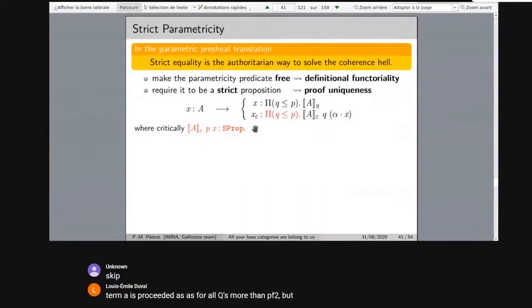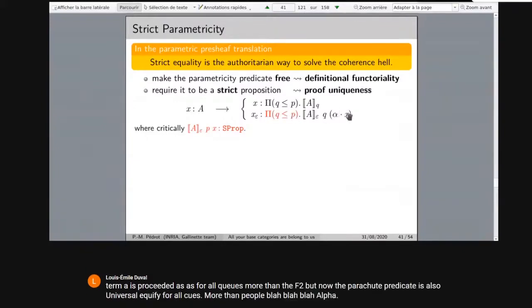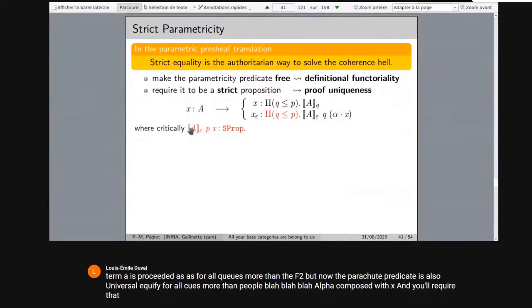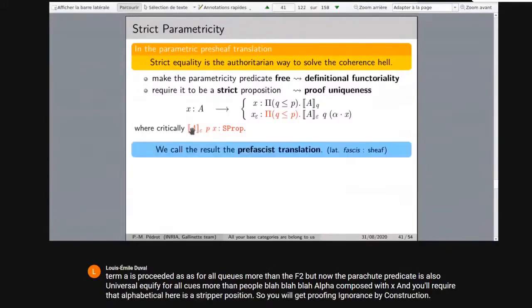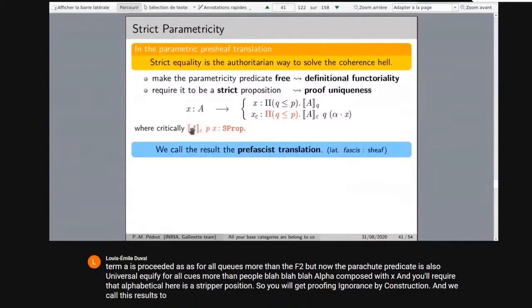But now the parameter predicate is also universally quantified for all q's more than p, and so on, alpha composed with x. And you require that alpha epsilon here is a strict proposition. So you will get proof uniqueness by construction. And we call this result the prefascist translation.